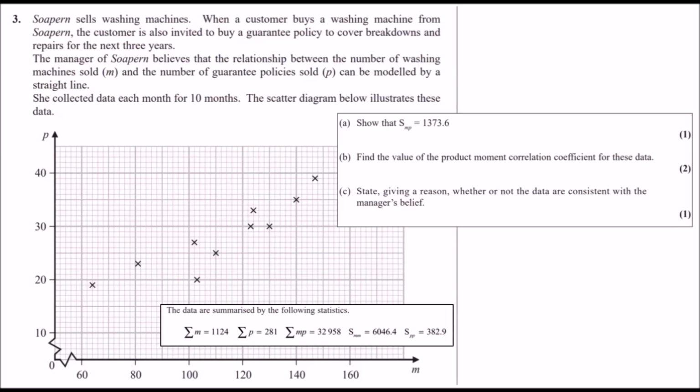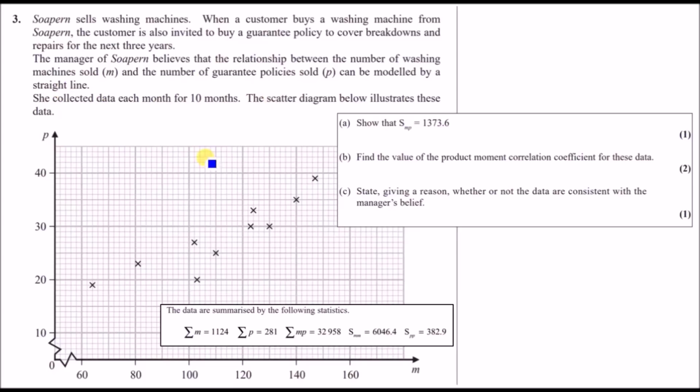All right, question 3. So we've got a firm here that sells washing machines. Now, apparently, when a customer buys a washing machine from this company, the customer is also invited to buy a guarantee policy to cover breakdowns and repairs for the next 3 years. Now, to summarize this quickly, it tells us that this company believes that the relationship between these 2 things, machines sold M and policy sold P, can be modeled by a straight line.